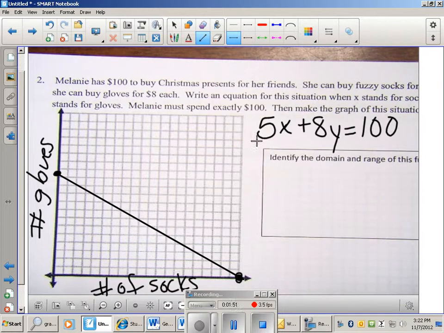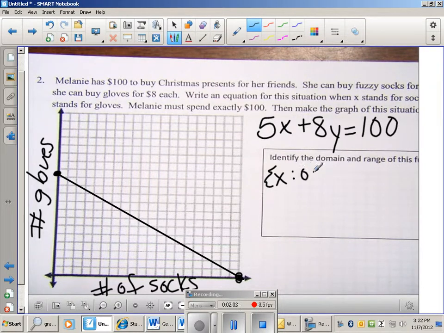So then you need to identify the domain and range. Again, X stands for the number of socks. So that would be X such that, let's see, the least number of socks we're going to buy is 0. The most number of socks we can buy is 20. And then the range is our Y, which is our number of gloves. The least number of gloves we can buy is 0. And the most would be 12 and a half.